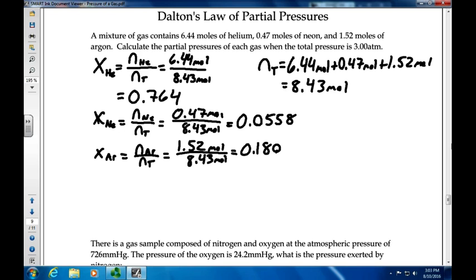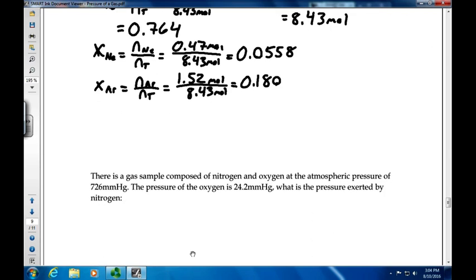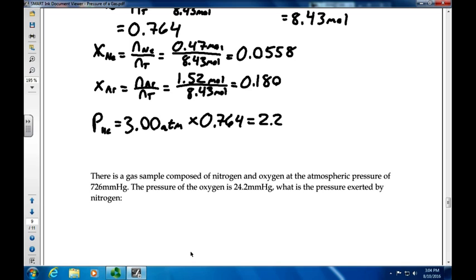Then in order to find out the partial pressure for any given gas, we simply multiply the mole fraction by the total pressure. So our pressure for helium, in other words, the pressure exerted by helium, is simply the total pressure, which is 3 atmospheres, times its mole fraction for helium, which was 0.764. And that gets us 2.29 atmospheres.